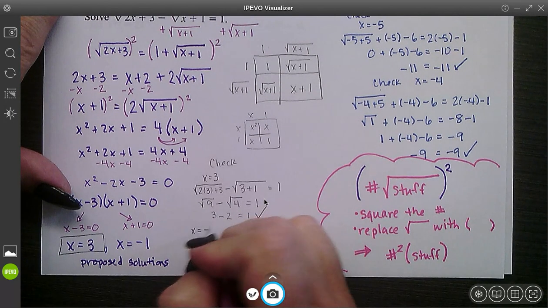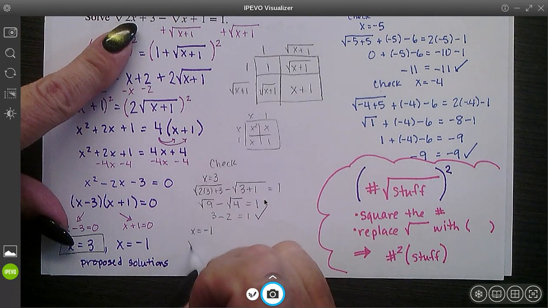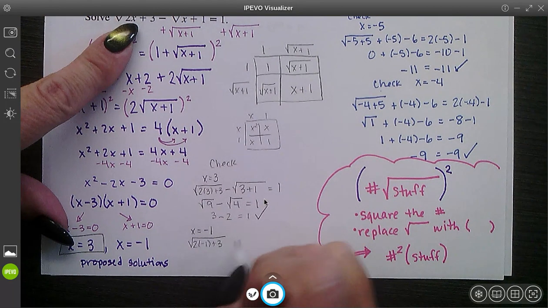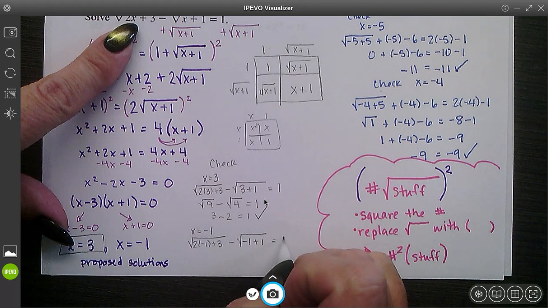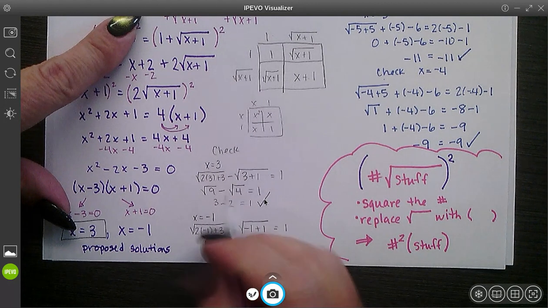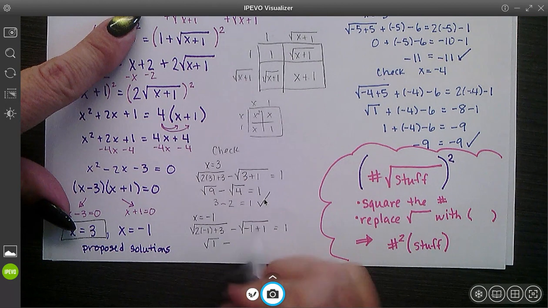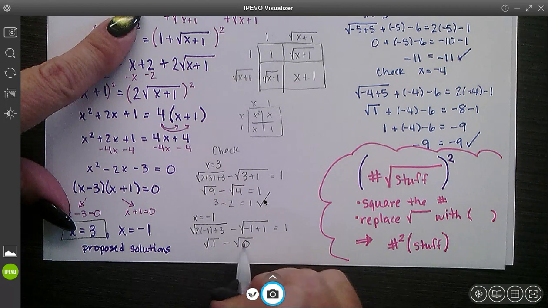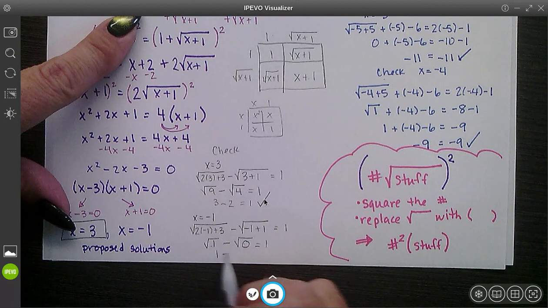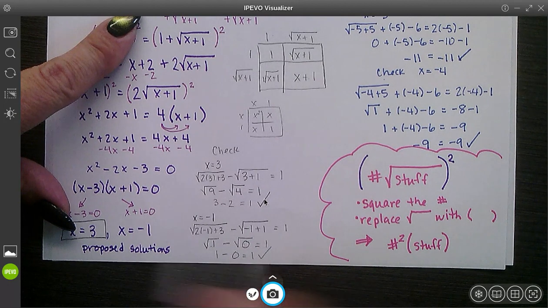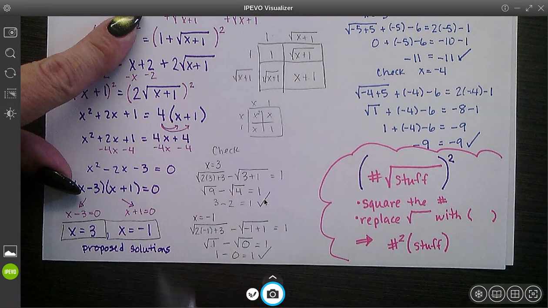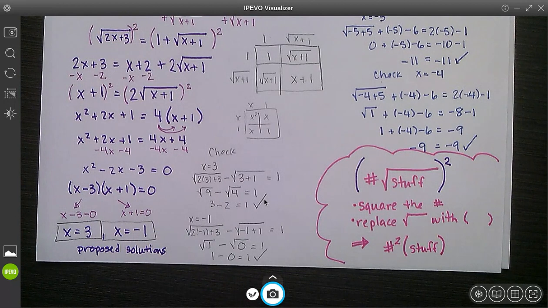Let's check x equals -1. We got square root of 2 times -1 plus 3 minus square root of -1 plus 1 equals 1. 2 times -1 is -2. -2 plus 3 is 1. So square root of 1 minus square root of -1 plus 1, which is 0. So square root of 1 minus square root of 0 equals 1. That is 1 minus 0 equals 1, so that one also works. So actually, both of those proposed solutions worked. Yay.